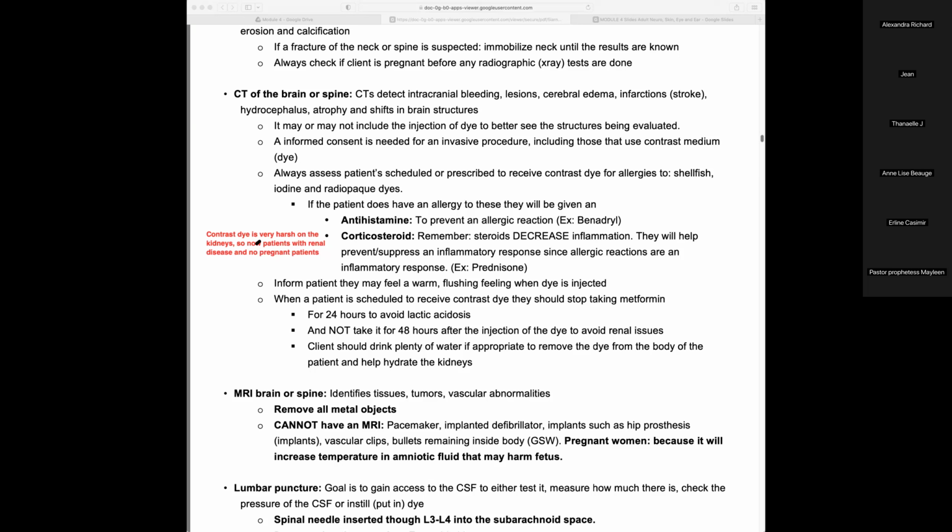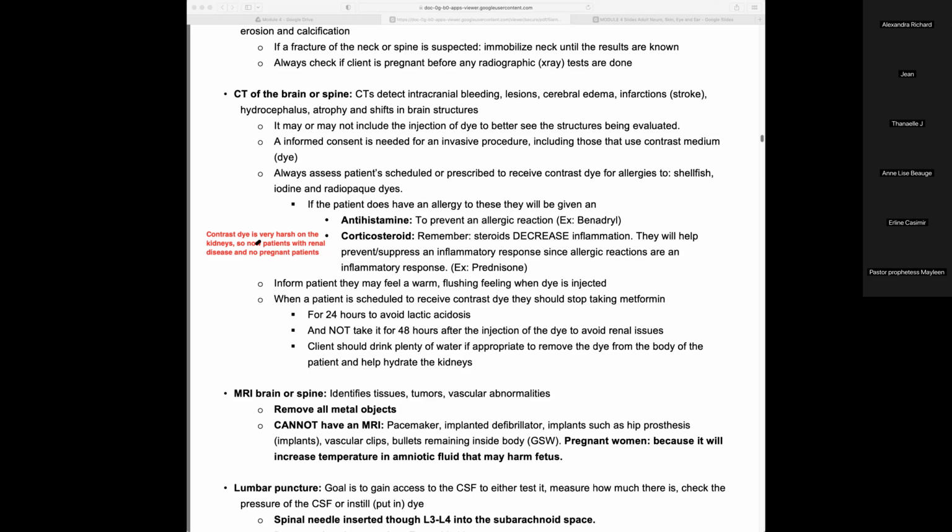And then finally, no pregnant woman because it will increase the temperature of the amniotic fluid and this can harm the fetus. So we don't want pregnant women getting x-rays because the radiation can harm the fetus. We don't want pregnant women getting CT scan with contrast because the contrast can hurt the kidneys of the fetus. And then we don't want pregnant women getting MRI because it can increase the temperature of the amniotic fluid.